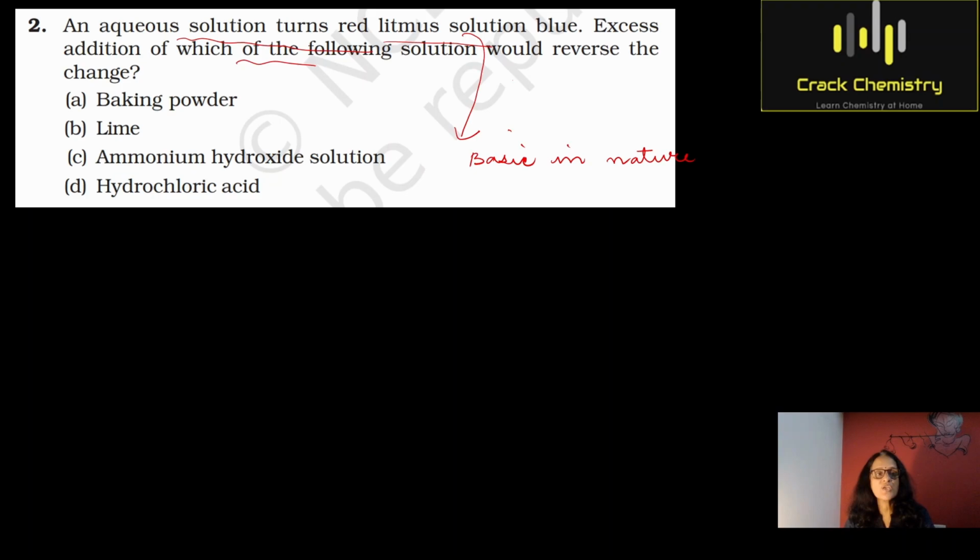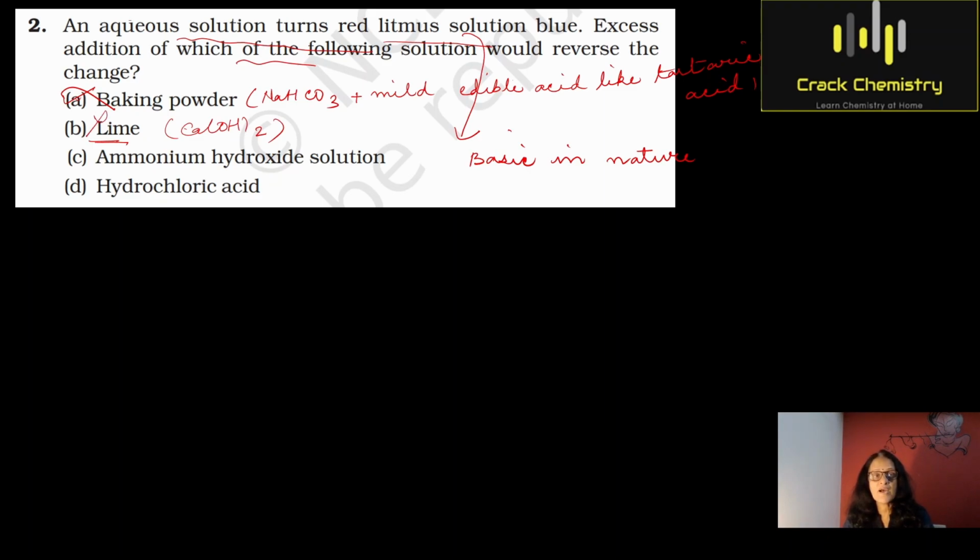So we will consider the given options one by one. First option is baking powder. Students, you know that baking powder consists of sodium bicarbonate along with a mild edible acid like tartaric acid. So baking powder itself is a base. It cannot reverse the process. So the first option is the wrong option. Then we will see the second option, lime. Students, lime is calcium hydroxide. This is also basic in nature and cannot reverse the change. So the second option is also a wrong option.